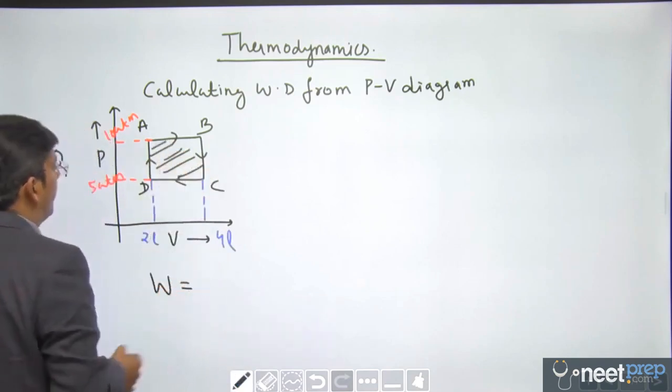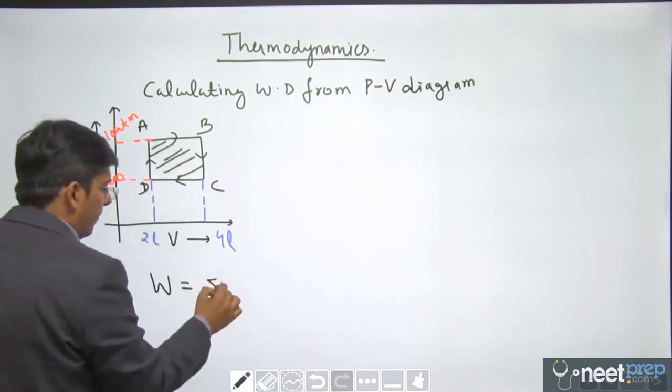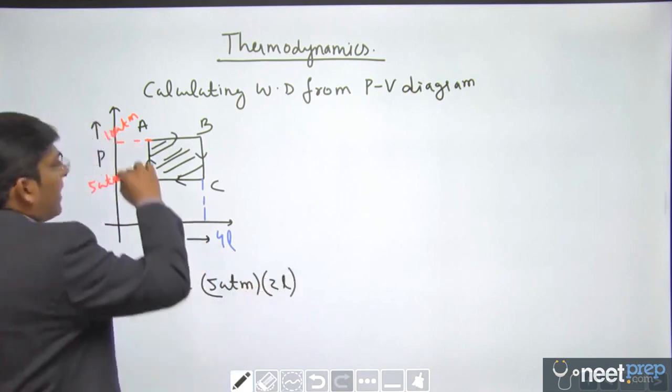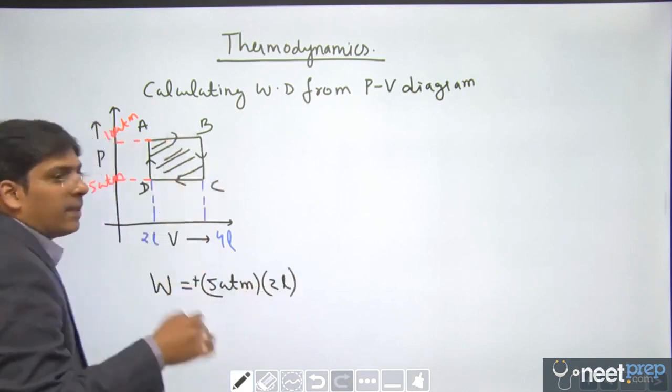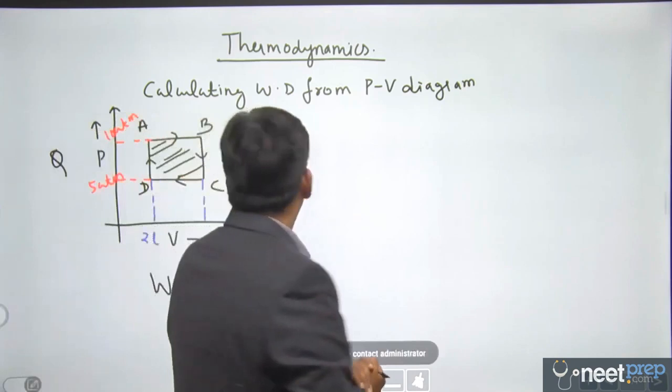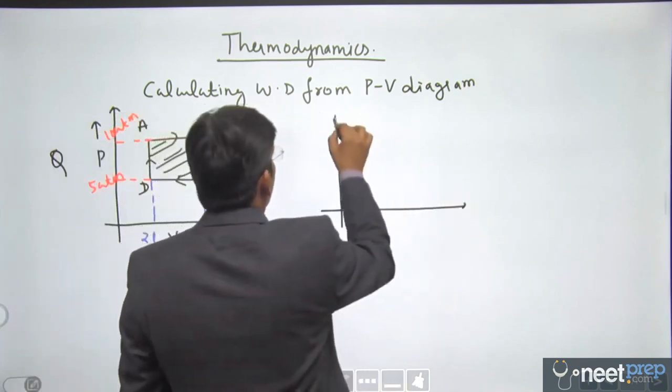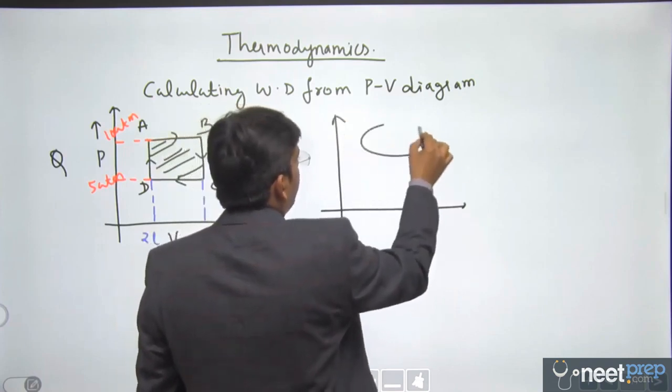which is L into B, so which is 5 atm into 2 liters. If the cycle is clockwise, work done is positive. If the cycle is anti-clockwise, then work done is negative, dear students. Suppose you have an ellipse here.